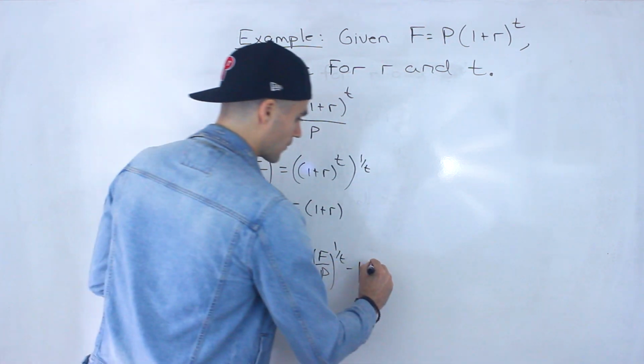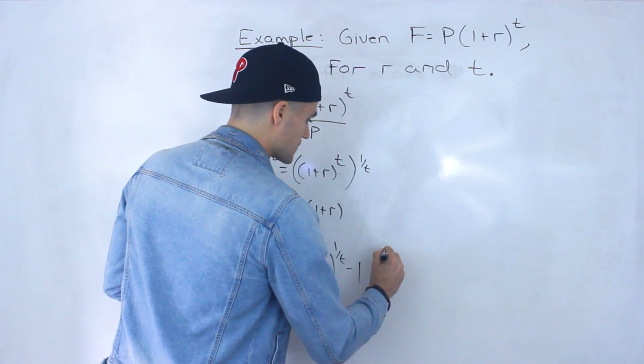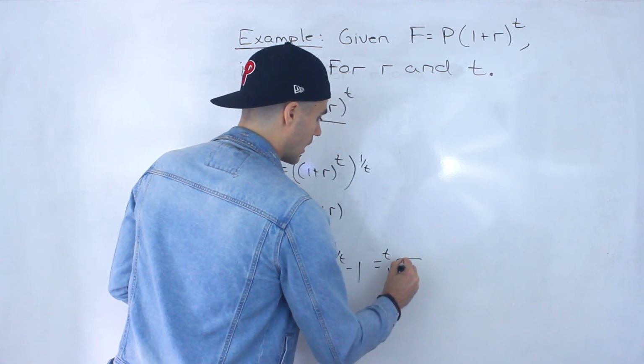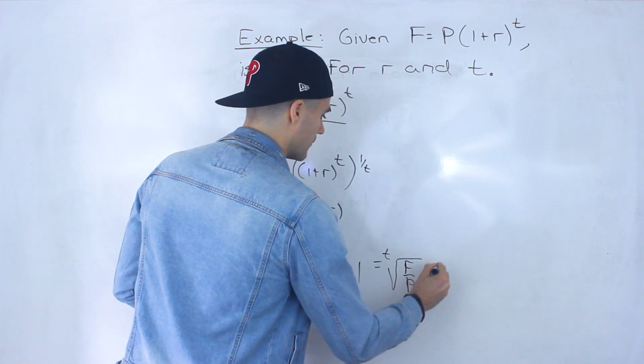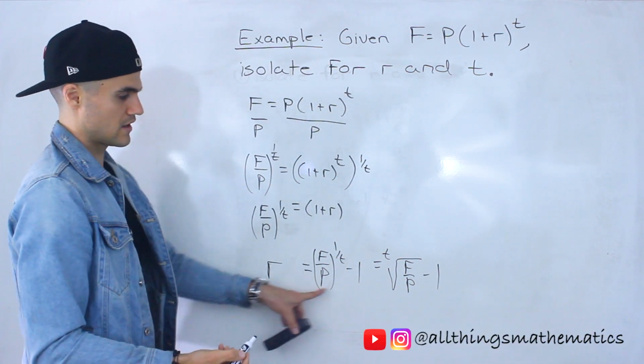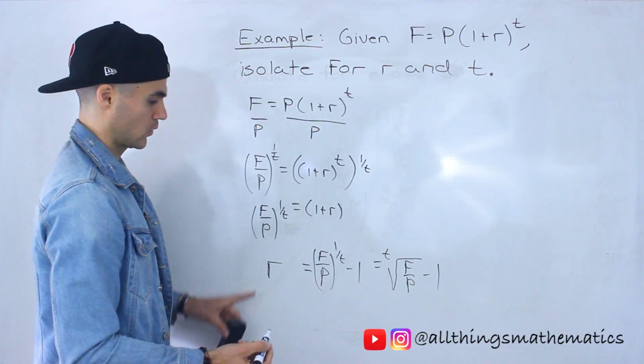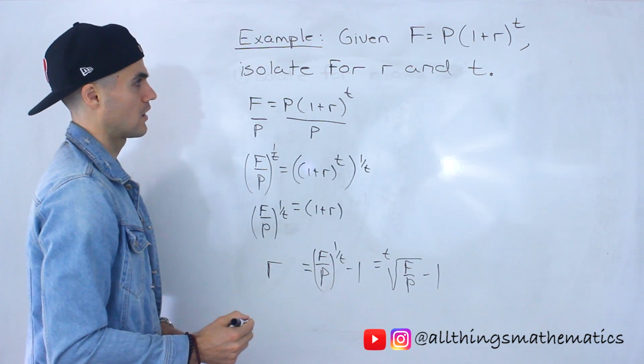Another way to write this, a different format, is we can say the t root of f over p, minus 1. So either this or that works for isolating r.